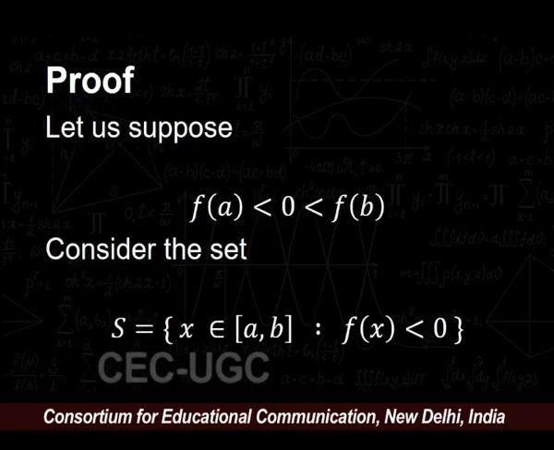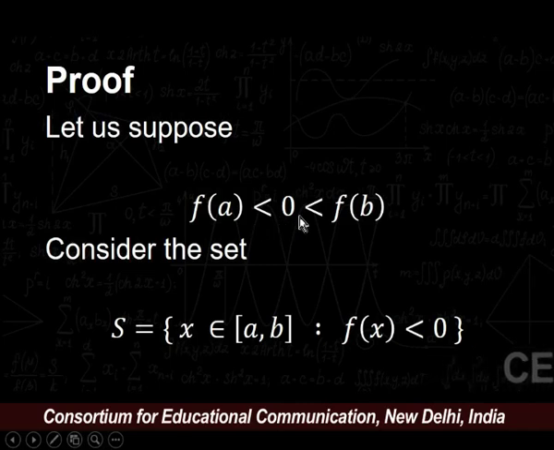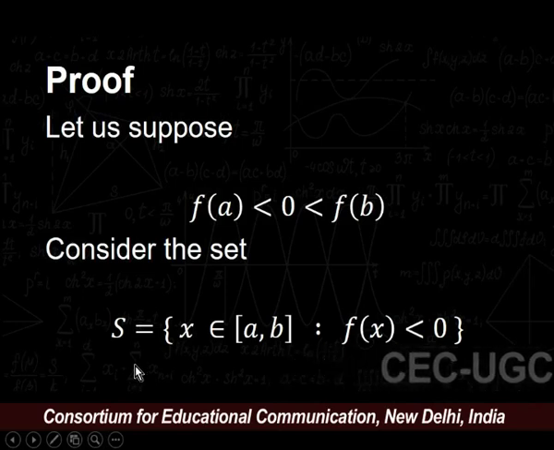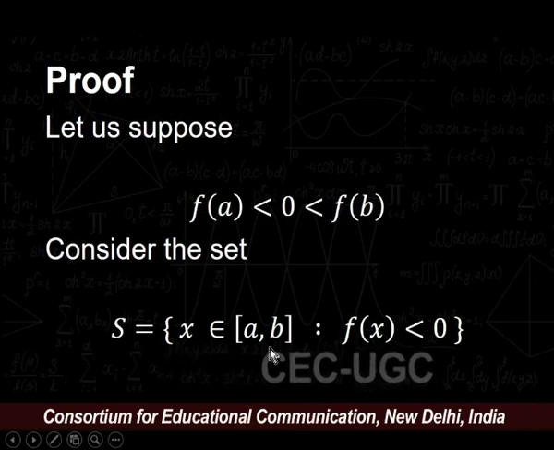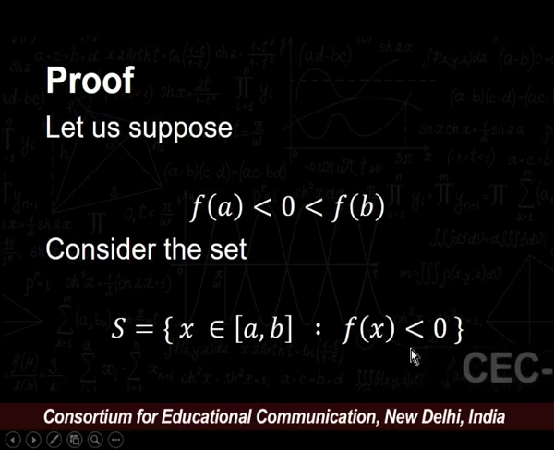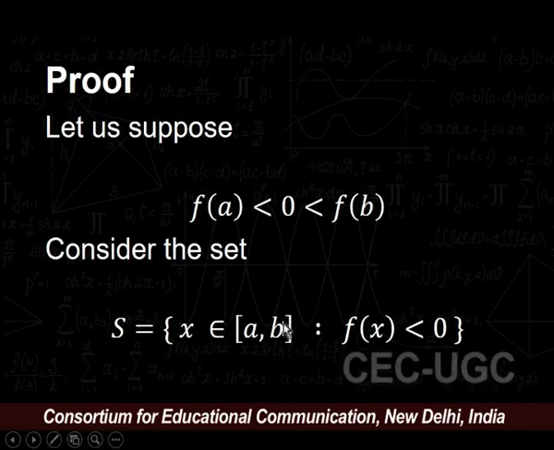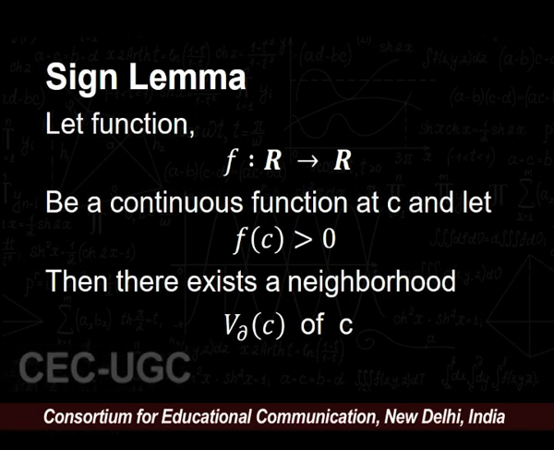Let us start with the proof. Let us suppose f of a is strictly less than 0 and 0 is strictly less than f of b. Now consider the set S defined as S equals the set of x belonging to the closed and bounded interval [a, b] with the condition that f of x is strictly less than 0. We can see that the set S is non-empty because the point a must belong to the set S. Now let us recall the sign lemma.